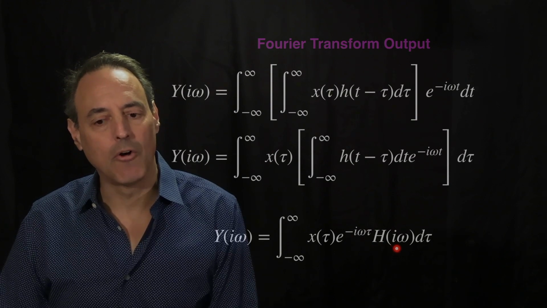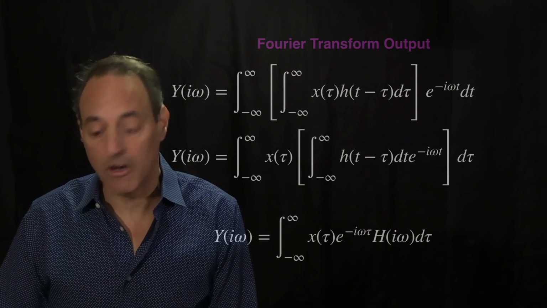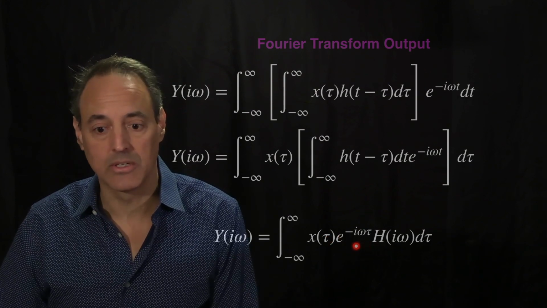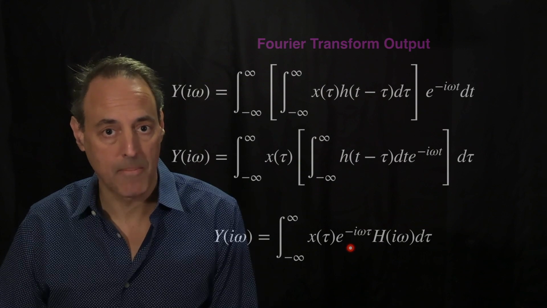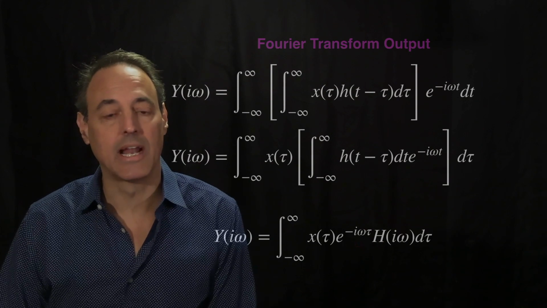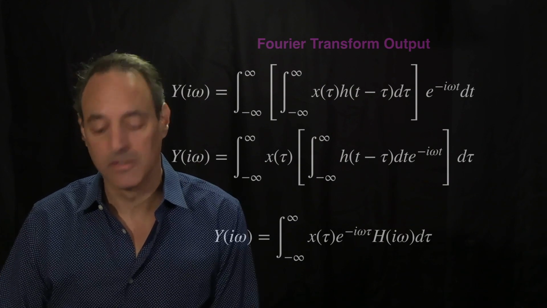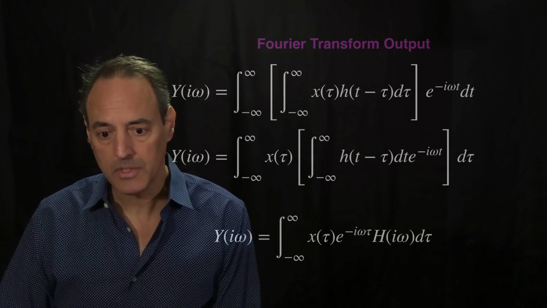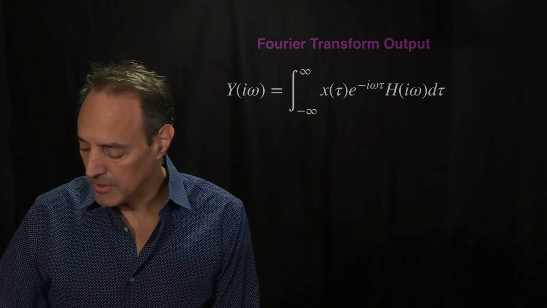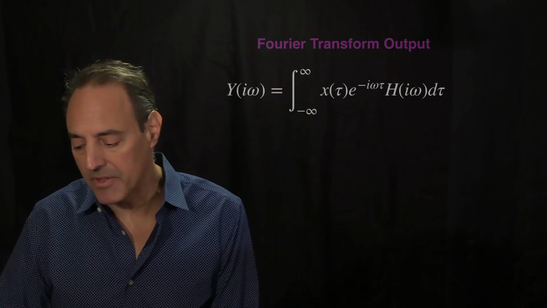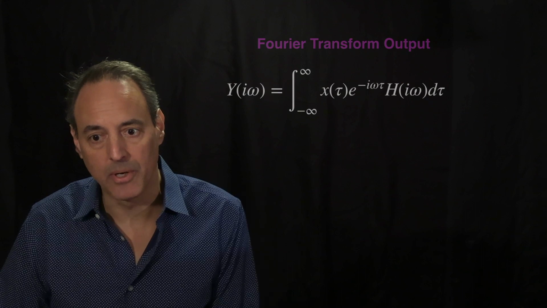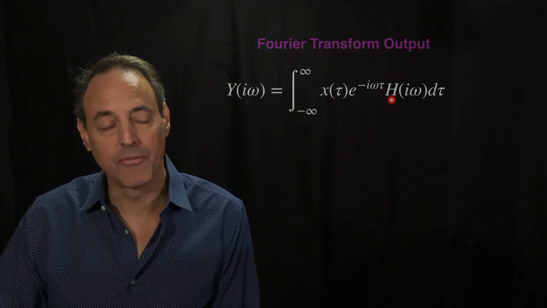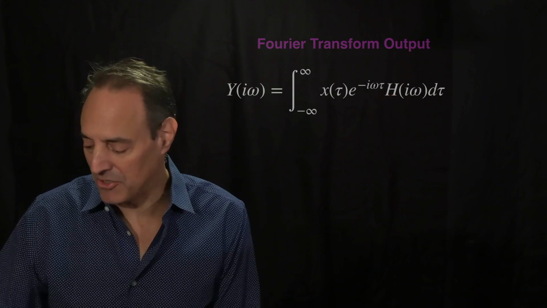And H of i omega is the Fourier transform of h itself. So this is just using our standard time translation property that we had in the last lecture to get this here as the representation of the signal Y of omega. Okay, now the last thing to talk about here is that this is the Fourier transform of the output. Notice that we have the signal x, and we have the Fourier transform of h there.